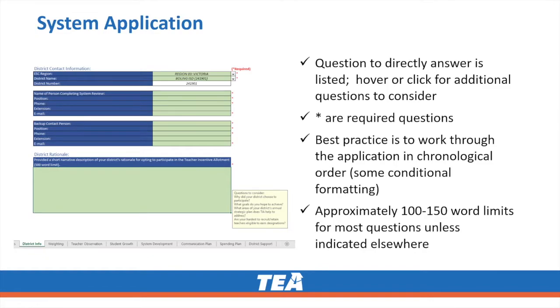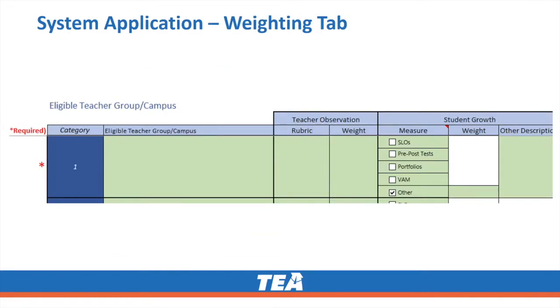In the example on the screen for district rationale, the section asks the applicant to provide a short narrative. If you click or hover, the questions to consider will pop up to provide additional guidance that is optional when answering the district rationale question. The red asterisk indicates that this is a required question, and for this question there is a 500-word limit. The 9 tabs are on the bottom row, and we recommend working on the application from left to right. We will now highlight a few key points.